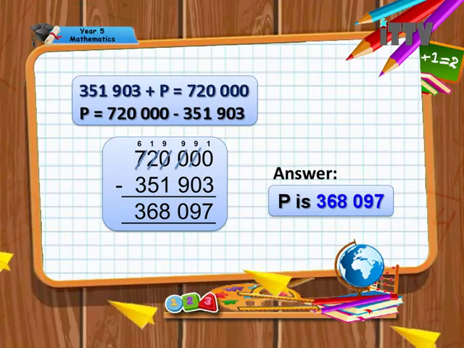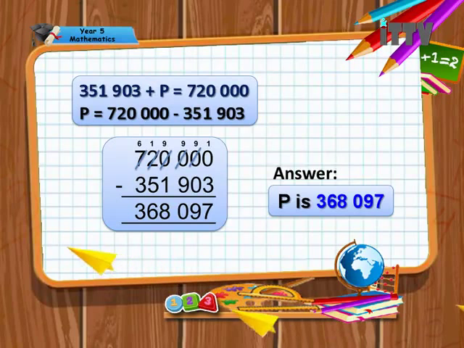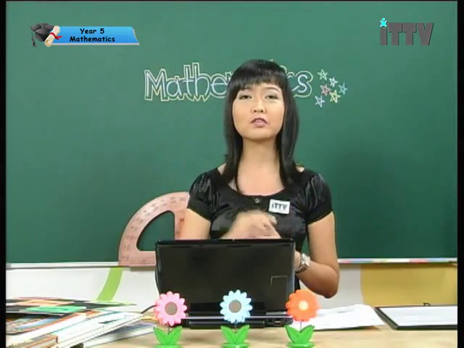When we write it in vertical form, we can solve this question, and we will know that the missing number, P, is 368,097. Just to check the answer, add this number to 351,903 and you should be able to get 720,000. That's great, everybody. Good job.